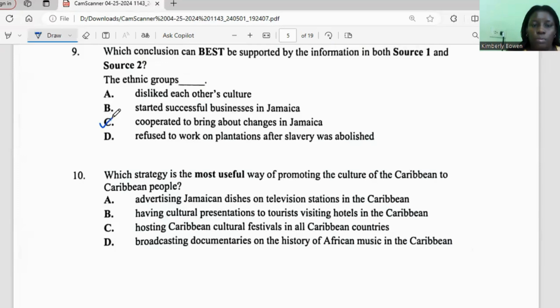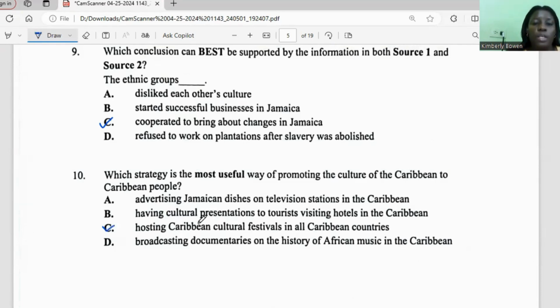All right, let's move on to number 10. Which strategy is the most helpful way of promoting the culture of Caribbean to Caribbean people? This is a repeated question. And the correct answer is C.